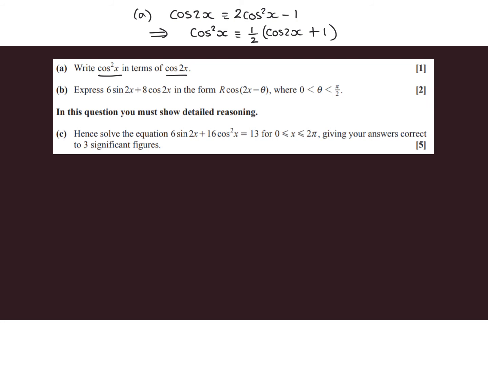Now, part B. This is a very standard result. Express the sum of a sine and cosine function as a single cosine function. Notice we are working in radians here.